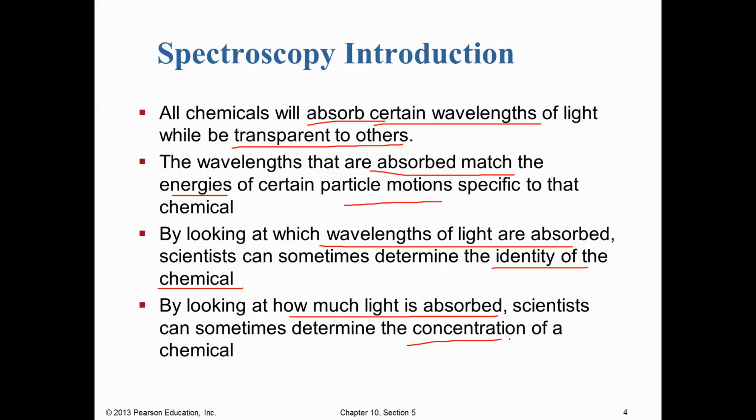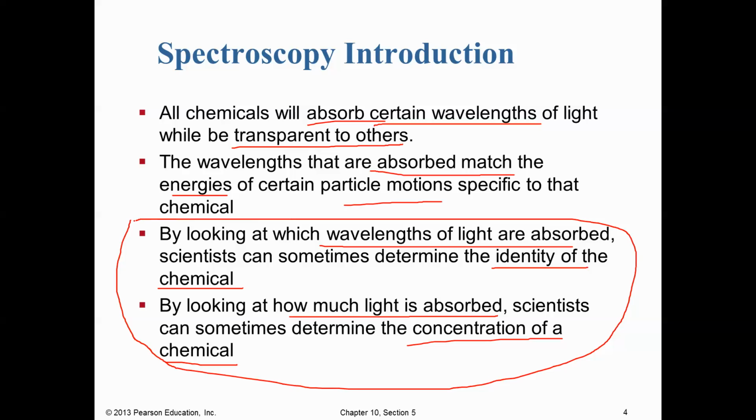And so moving on from there, by looking at how much light is absorbed, we can often determine the concentration of a chemical. If we know the relationship between the amount of light absorbed and the concentration, it's actually a really simple calculation to do this. And we're going to be taking a little bit of a look at both these things here: what types of wavelengths are absorbed, as well as how much of a particular wavelength of light is absorbed. Both of these things are going to be addressed in the experiment this week.